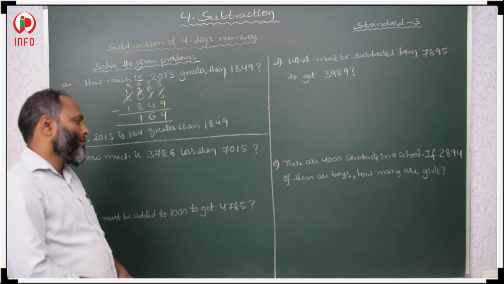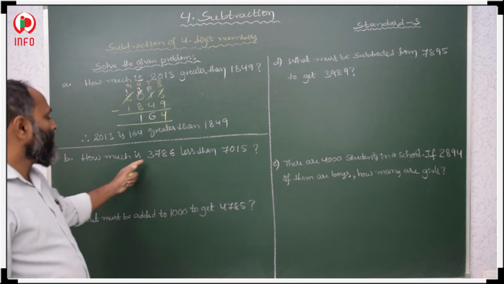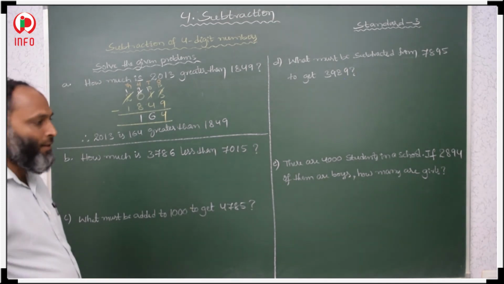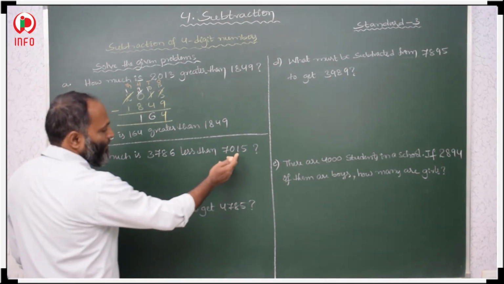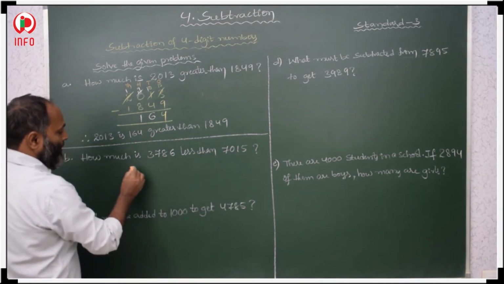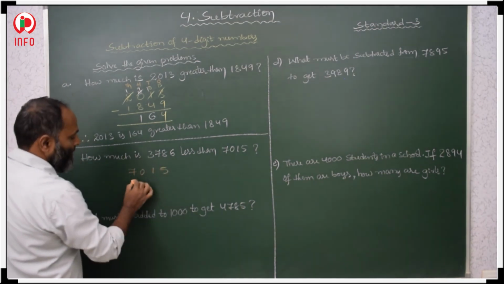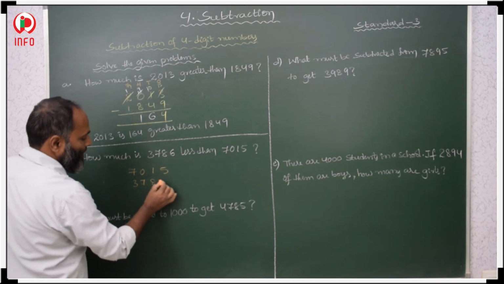So next, how much is 3786 less than this? Less than that one. It means you have to minus from the bigger to the smaller. 7015, 3786.